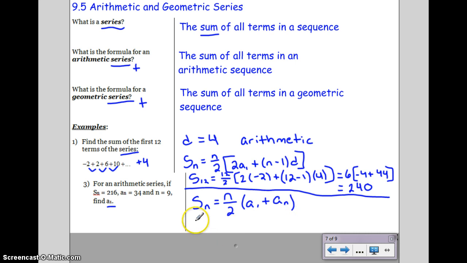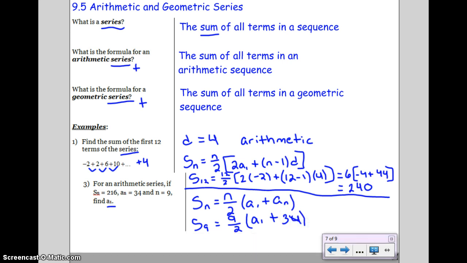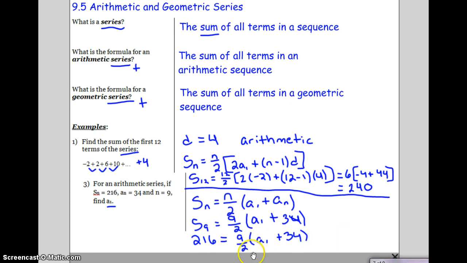Okay, so I know n is 9, and then I'm going to have 9 divided by 2. I do not know the first term. That's what I'm supposed to find. That's kind of like my x here. And my last term is 34. I also know that my sum of n, 9 terms, is 216. So I'm going to write 216 is equal to 9 over 2, and then multiply that by a sub 1 plus 34. Okay, so this has now turned into an equation that I need to solve for a sub 1.